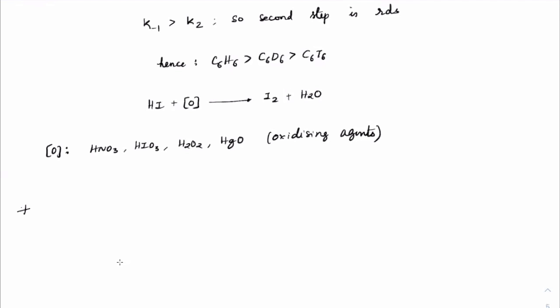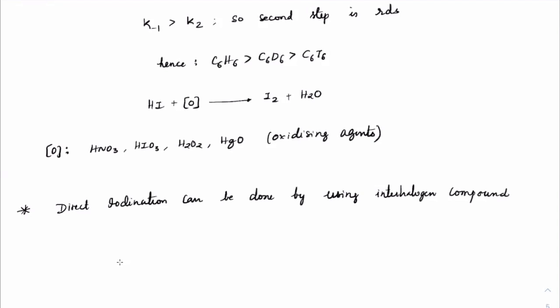The other reasonable way by which we can get iodobenzene is direct iodination. Direct iodination can be done by using interhalogen compounds. Like, if you check, ICl. If I take ICl in the presence of AlCl3, which will act as a source of Lewis acid.